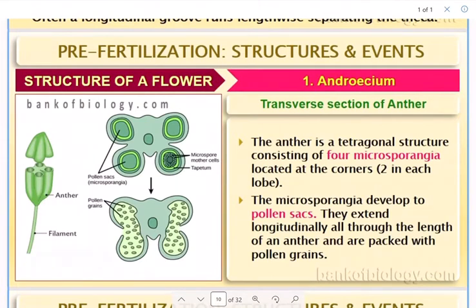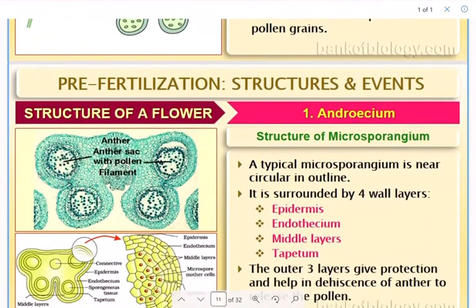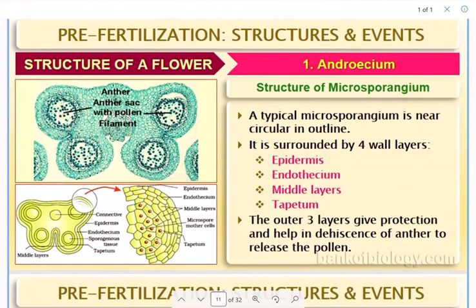Pollen sac formation will be there, microsporangia. They extend longitudinally, as you are seeing, through the length of the anther and are packed with pollen grains. So on maturity, the sporangia will be packed with pollen grains. Since it is packed with pollen grains, we say pollen sacs.